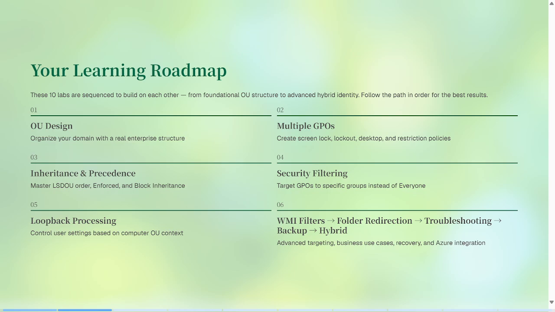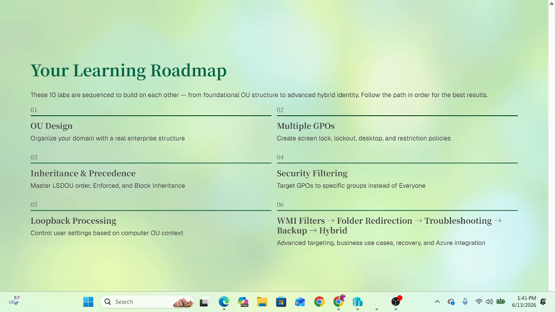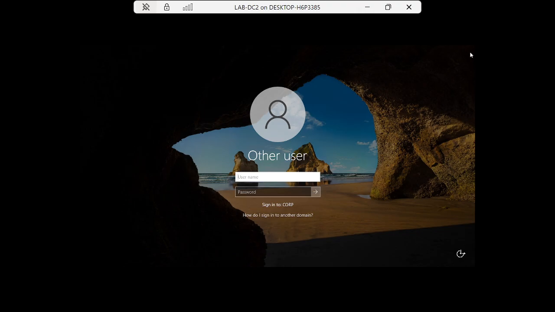So here we will design OUs in a real-time scenario: how the group policies will be set, how this OU design will look, and inheritance, that procedure, and security filtering. All these we will see. Okay, let's get started. So here I am opening my domain controller DC2 virtual machine, Hyper-V machine. So let's log in.